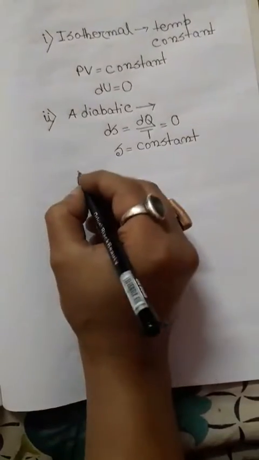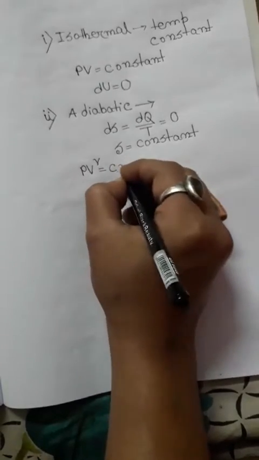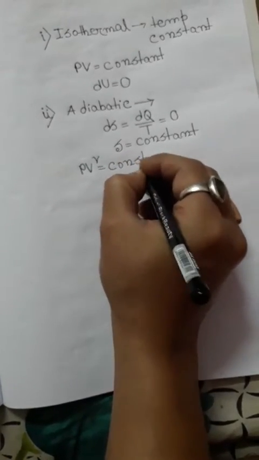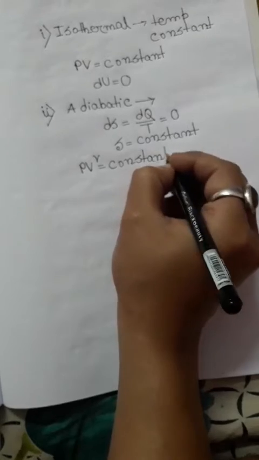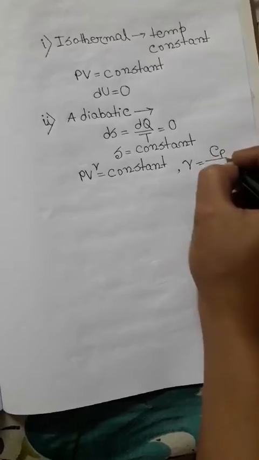It is a very fast process where P into V to the power gamma equals constant. This relation holds good. What is gamma? Gamma is the ratio of the two specific heats, that is Cp by Cv, the ratio of the two molar specific heats. Okay.